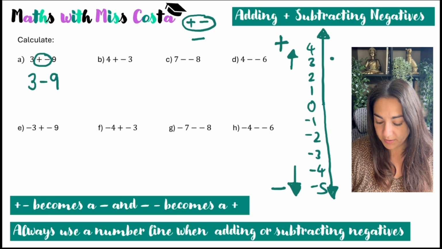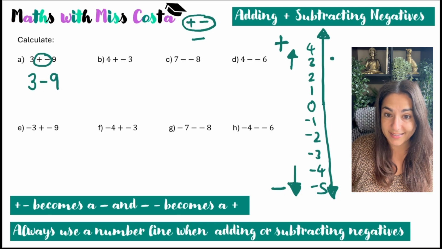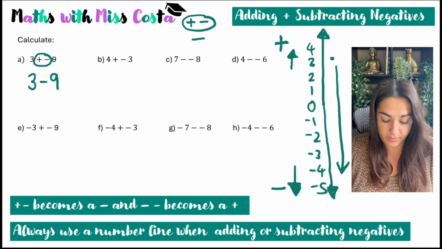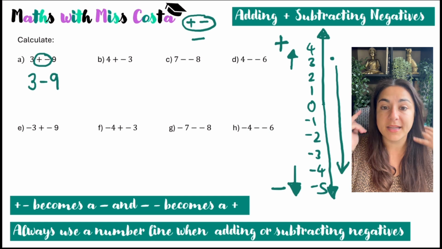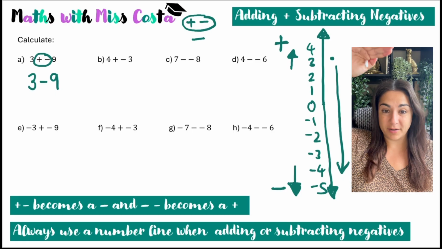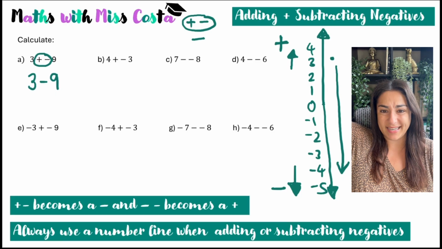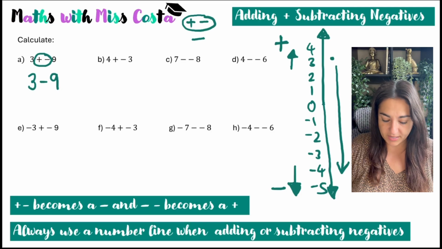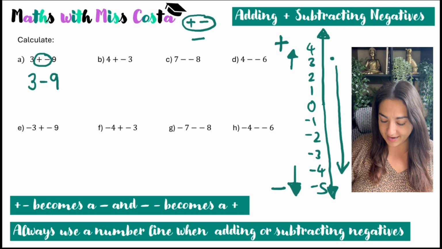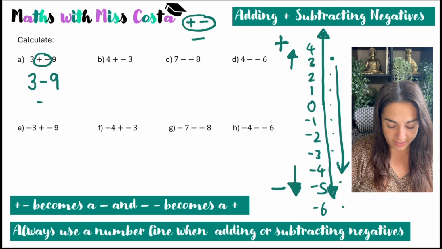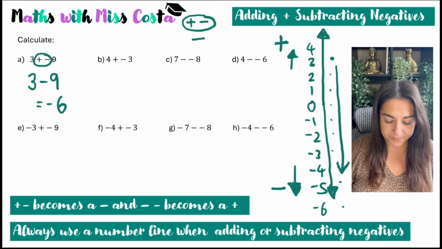So 3 on the number line would be here, and I'm subtracting, so I know I'm going to go down the number line. If it helps, then literally draw out the number line from positive 20 to negative 20, and then you can just count on it. So from 3, I'm going to go down 9. So it'll go 1, 2, 3, 4, 5, 6, 7, 8, 9. So 3 take away 9 would be negative 6.